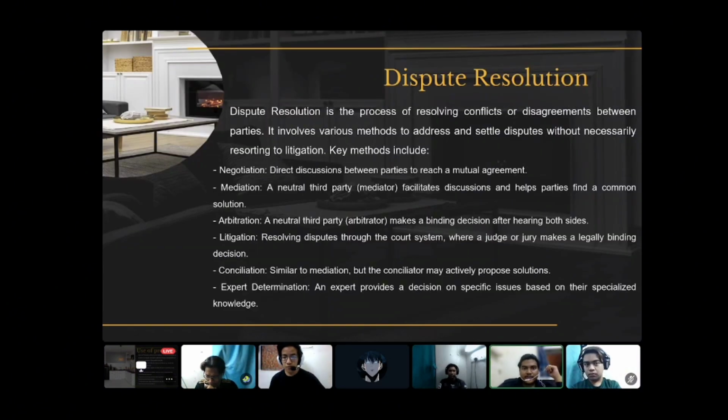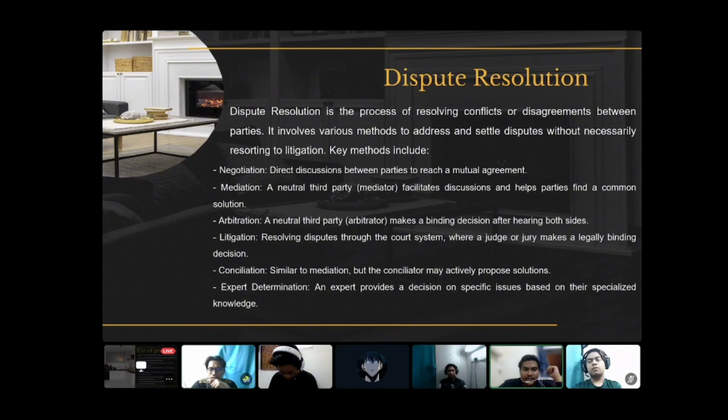For dispute resolution, it is the process of resolving conflicts or disagreements between parties. It involves various methods to address and settle disputes without necessarily resorting to litigation. The methods include negotiation, direct discussion between parties to reach a mutual agreement, and mediation, where a neutral third party, a mediator, facilitates discussions and helps parties find a common solution.